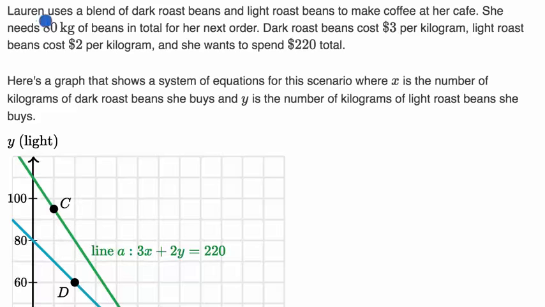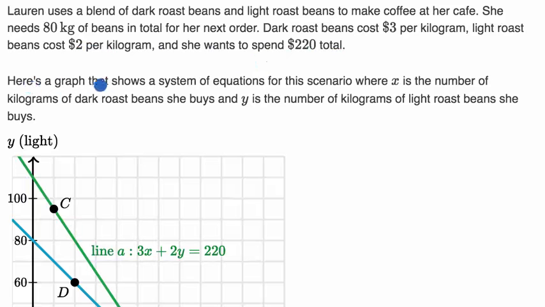We're told that Lauren uses a blend of dark roast beans and light roast beans to make coffee at her cafe. She needs 80 kilograms of beans in total for her next order. Dark roast beans cost $3 per kilogram. Light roast beans cost $2 per kilogram, and she wants to spend $220 in total.